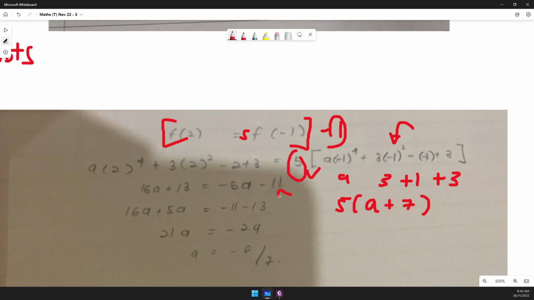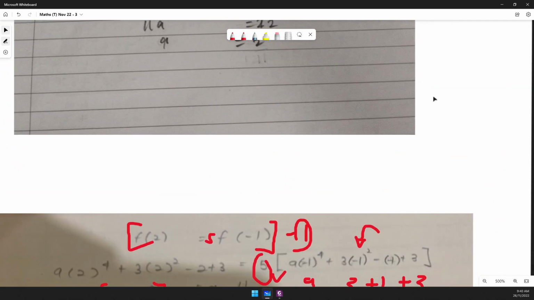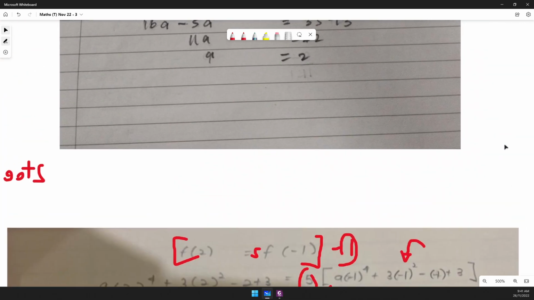And then you should times by 5. Then only will you get 5a plus 35. This side is 16 plus 13. This side is correct. This one is already wrong, so error carried forward, and your final answer would be wrong. The method is correct, what you tried to do is correct, but you were stuck here. At least you know what to do now.